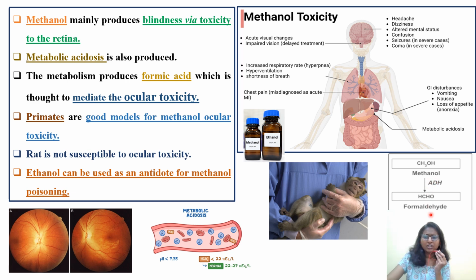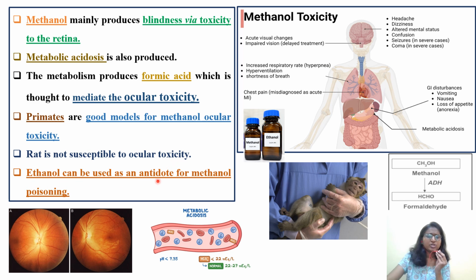Here you can see methanol. Methanol is metabolized by alcohol dehydrogenase and forms formaldehyde. Formaldehyde is further metabolized by aldehyde dehydrogenase to formic acid. This formic acid is the one responsible for causing blindness. Primates are good models for methanol ocular toxicity. Again you have to read about the sensitivity of the species, which is the most appropriate species for conducting pharmacological or toxicological studies. In the case of methanol, primates or monkeys are the right model to understand ocular toxicity, whereas the rat is not susceptible to ocular toxicity.